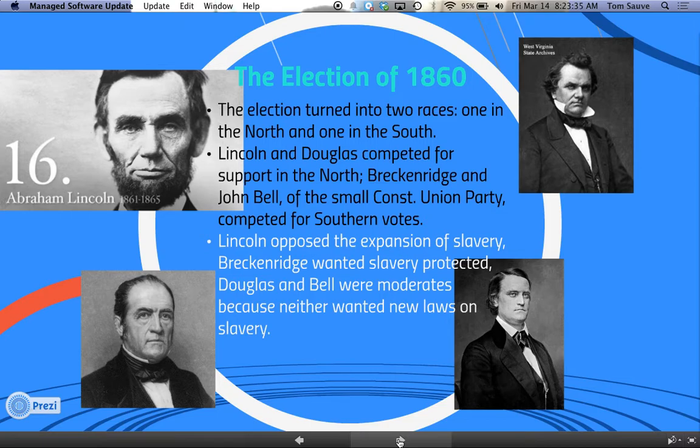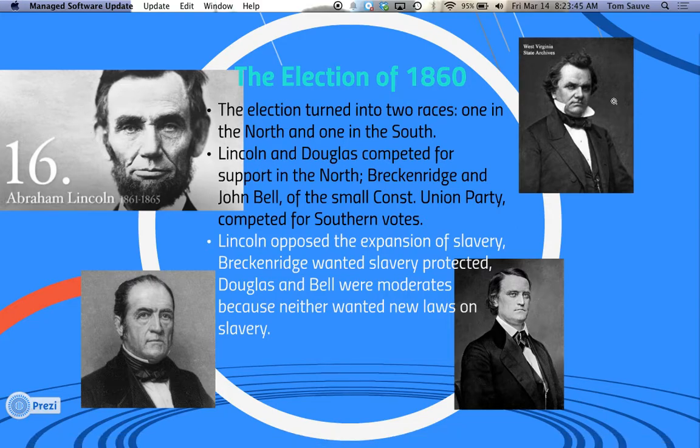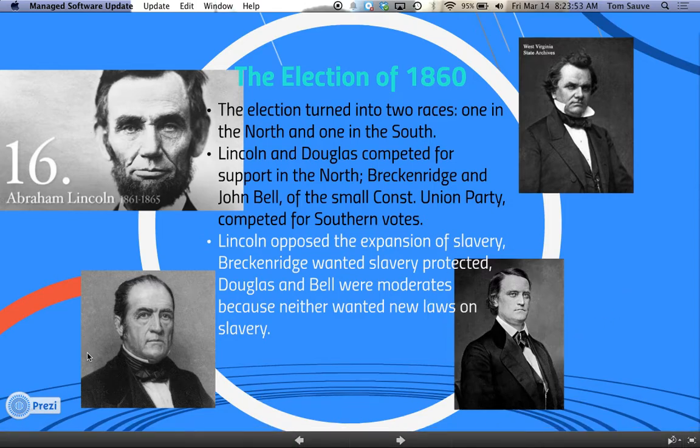So the election of 1860 turned into two different races for the presidency, one in the North, one in the South. Obviously, up here we have Lincoln. This is Stephen A. Douglas. They were kind of squaring off in the North. Breckinridge and Bell competed for the Southern vote. So this is Breckinridge right here. This is John Bell down here in the corner.